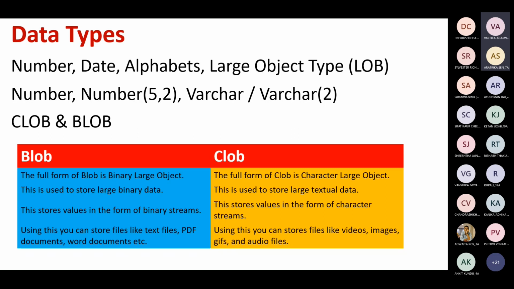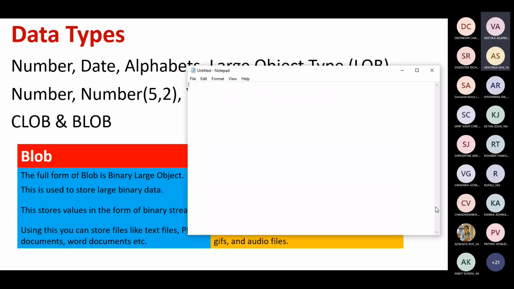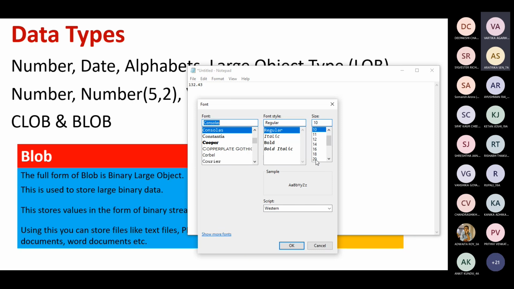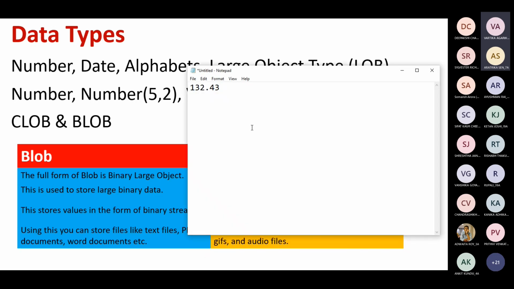Suppose, see, I am just sharing my notepad. Are you able to see my notepad? Yes, sir. Very good. I am having this number 132.43. How many decimal places? 2, right? Okay. How many total? Total number is 5. Along with this, you need to add this dot as well. Then 6. Then it would be represented as number of 6 comma 2.